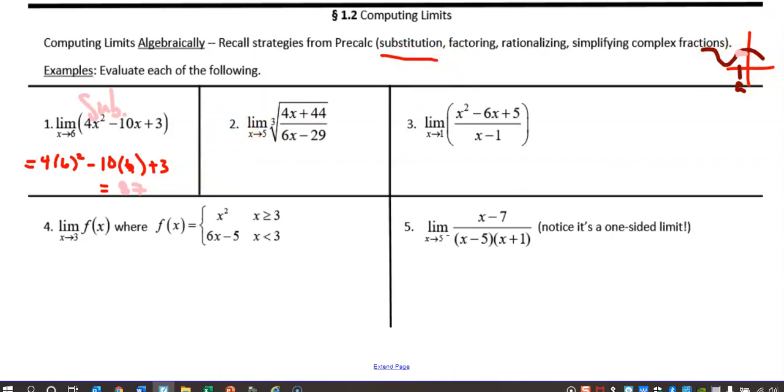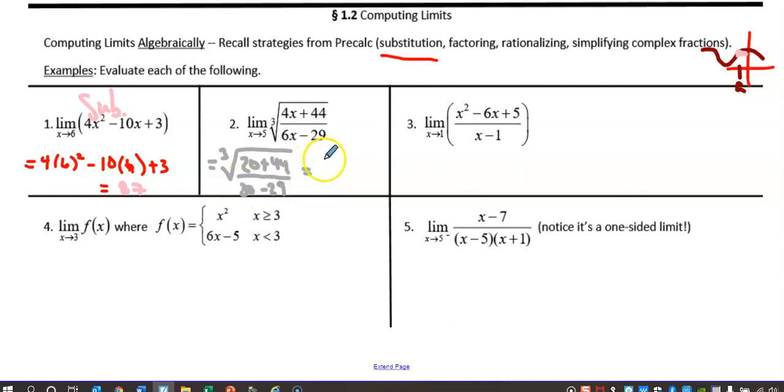And then in example number 2, you do the exact same thing. So we have a limit as x approaches 5 of the cube root of 4x plus 44 over 6x minus 29. Just like in the previous example, we're going to take this function and we're just going to plug in 5. So 5 times 4 is 20. And then we're going to leave 44 alone. Everywhere you see an x, you're going to plug in. So 6 times 5 is 30. And then 30 minus 29.